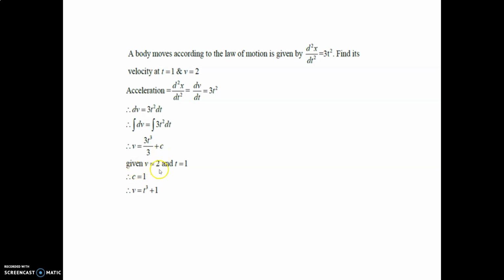Given v = 2 and t = 1, we have to put the values in this equation. We derive 2 = 3·1³/3 + c, the 3s cancel, 1 + c. That's why 2 minus 1 is 1. Therefore, c = 1. Now, v = t³ + 1 is the simplification of the velocity we defined here using the concept of differential equation with acceleration formula, and we derive the answer.